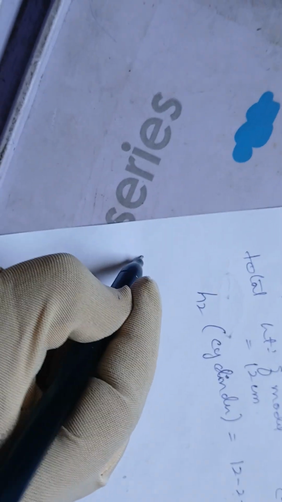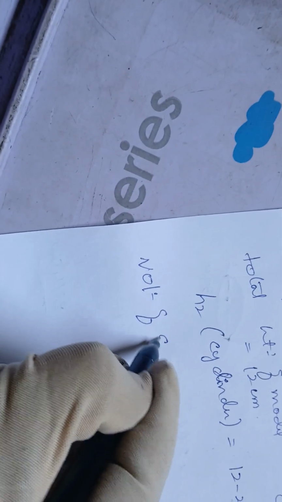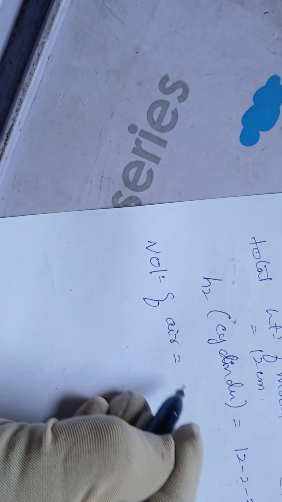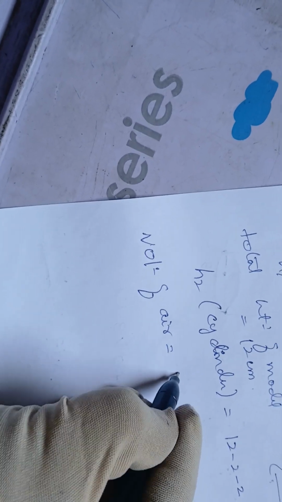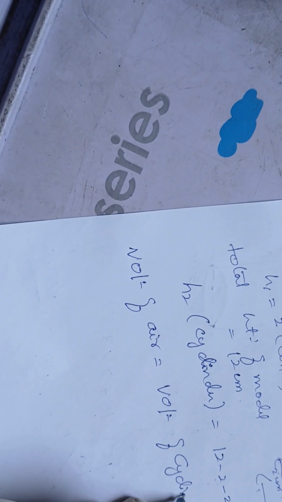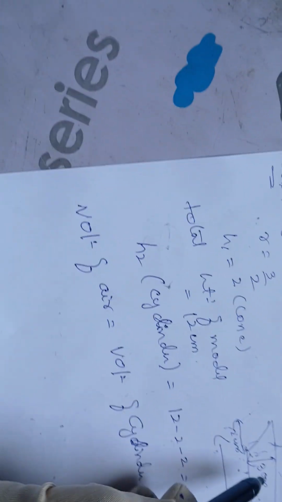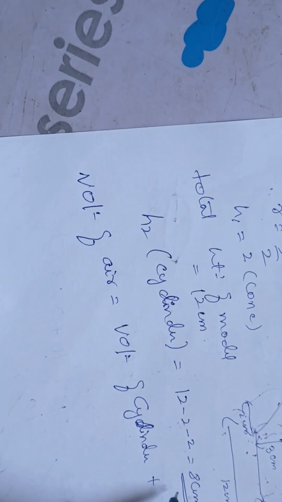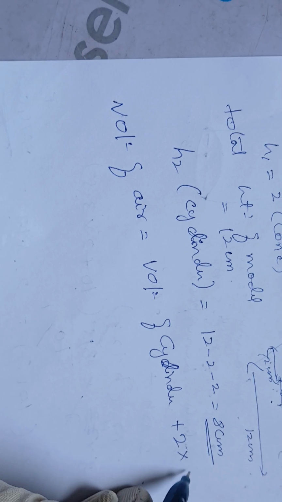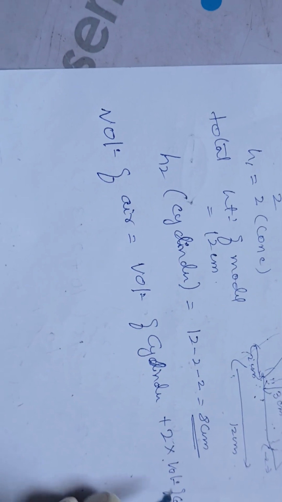Next, we have to find the volume of air inside this model. So what can we do? We have to find the volume of the cylinder, plus, as there are two cones, we multiply the volume of the cone by 2. Instead of writing the volume of the cone repeatedly, I have multiplied it by 2.